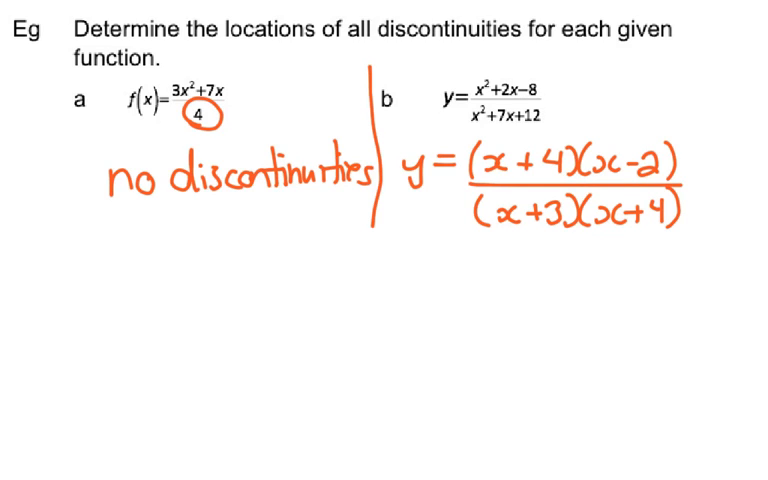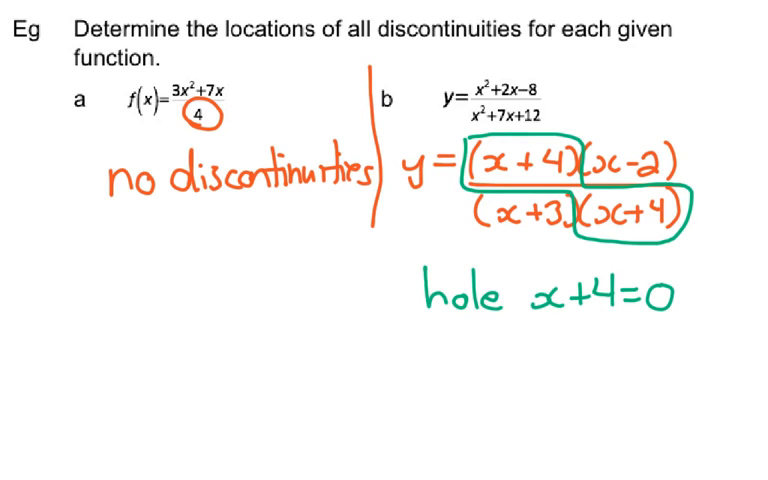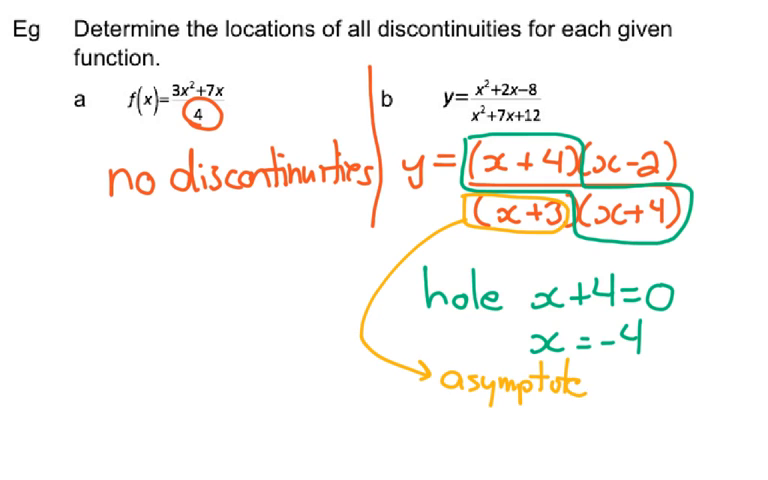Looking at this in terms of holes, we need identical factors top and bottom. That would be the x plus 4's, which would tell us we would have a hole where x plus 4 equals 0, or at x equals -4. Asymptotes happen on non-identical factors, so the x plus 3 would give us an asymptote at x equals -3, because we would set x plus 3 equal to 0 and solve it and get -3.